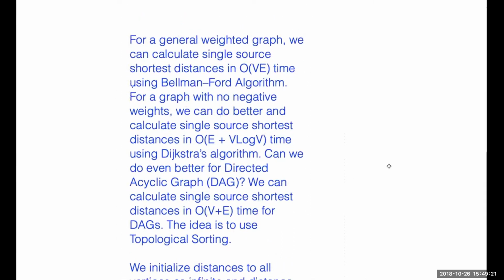The main idea for the single source shortest path for a DAG is this. We can see here that Bellman-Ford does it in O of VE time. And we can do better with no negative weights in O of E plus V log V using Dijkstra's, which Shivanku just talked about. Well, we can do even better with directed acyclic graphs. We can calculate the single shortest path using O of V plus E.